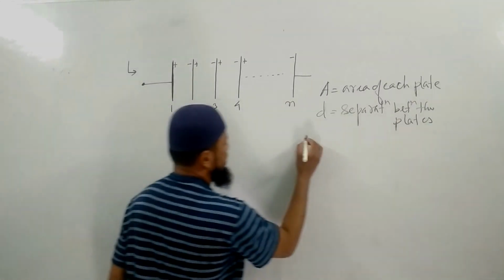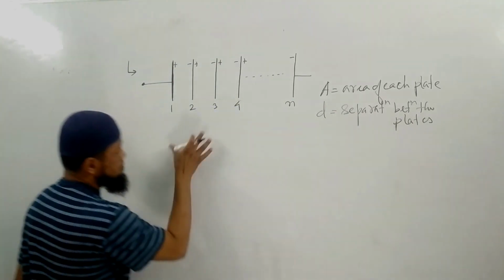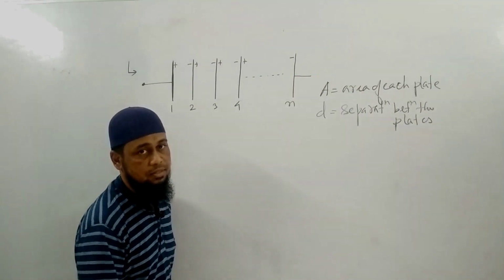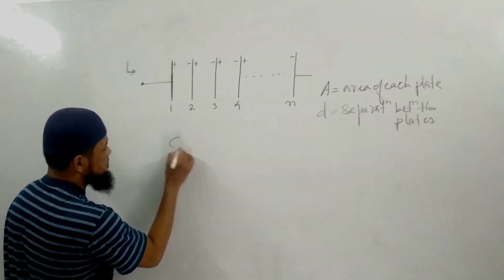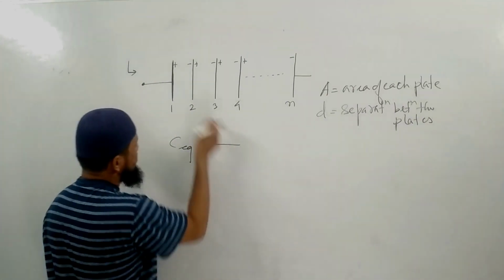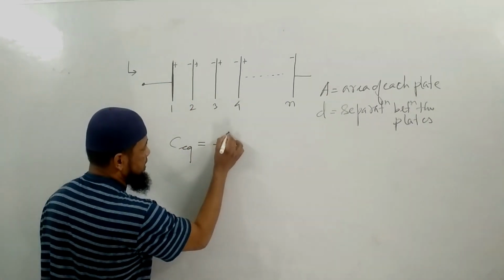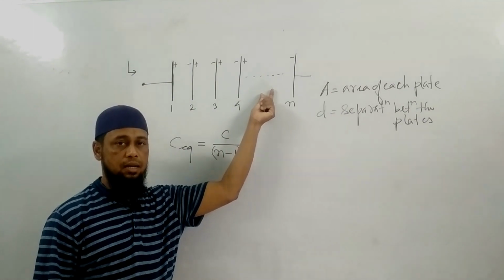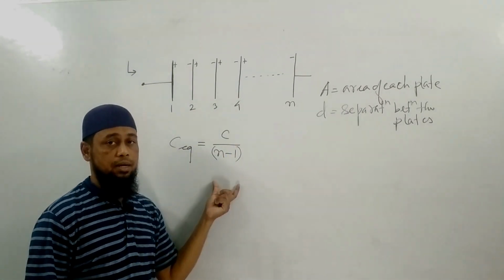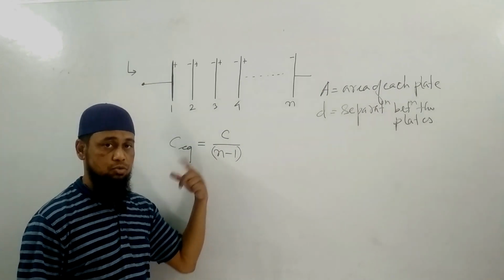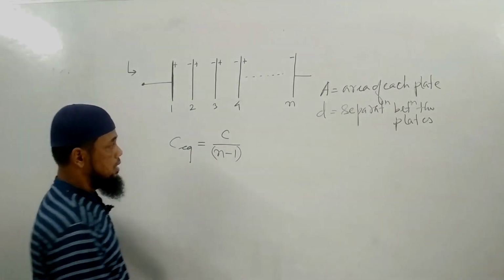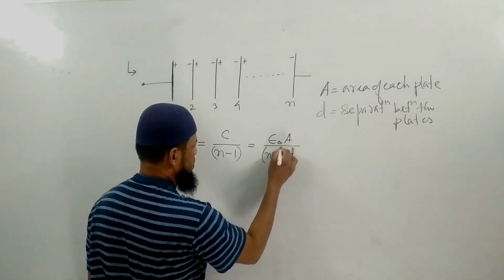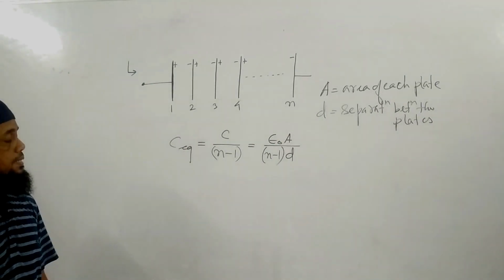So how many capacitors are there in total? N minus 1 capacitors. And how are they connected? They are all connected in series. So how much will C equivalent be? If the capacitance of each is C, then C equivalent will be C divided by n minus 1. In a series connection, if all capacitors are identical, the equivalent is the capacitance divided by the number. In the last class I had a detailed discussion on that. But what is C here? Epsilon naught A divided by D. So this is the capacitance of this particular system.